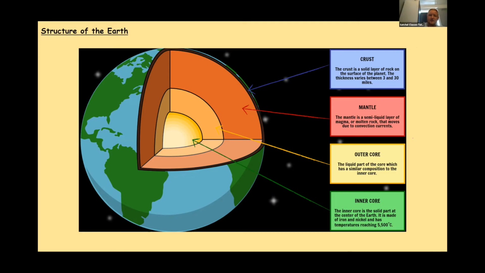In this, the magnetic field of the Earth, the bit that's important is the outer core, because that liquid part of the core is made of liquid iron and nickel, and that liquid iron and nickel is swirling around inside there. And there are electrical currents moving through there as electrons move through the liquid metals.